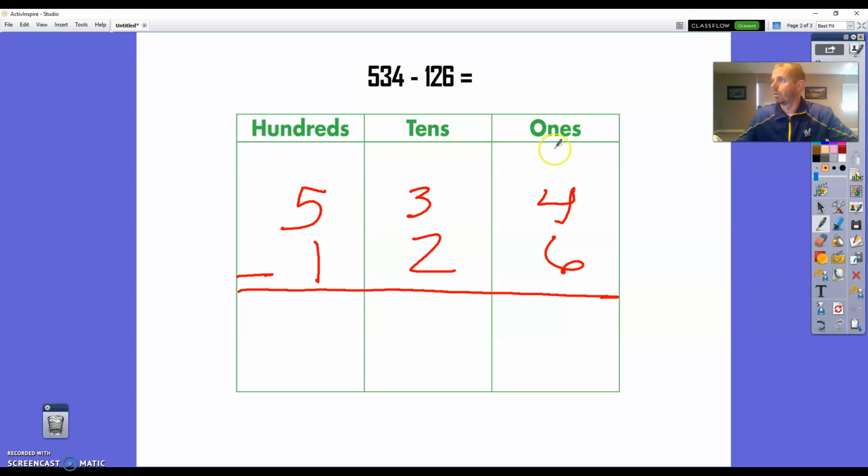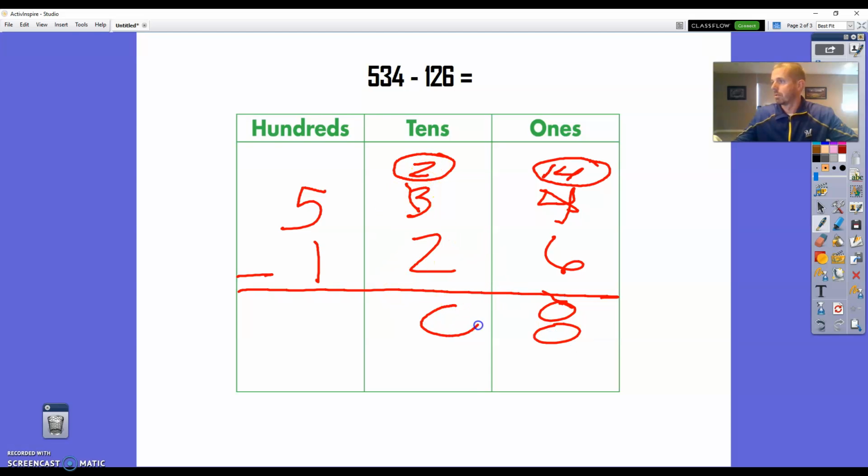Okay, well, we know we start in the ones place on the standard algorithm, so can I take 6 away from 4? I cannot, so I need to go next door to my tens place and borrow 1 ten. So now I have 2 tens remaining. When I bring the 10 over to the ones place, it becomes 10 ones, so I'm going to add 10 ones to my 4, so I have 14. 14 minus 6 equals 8.